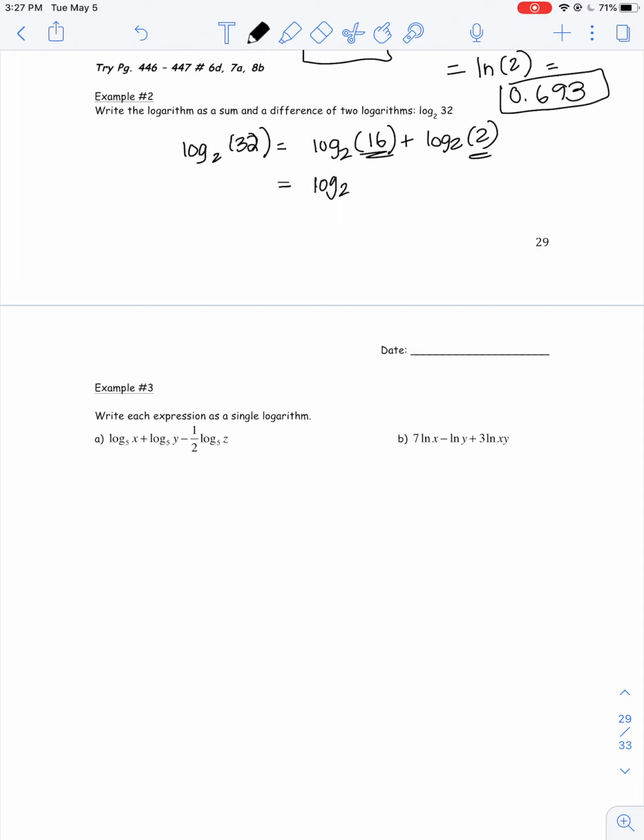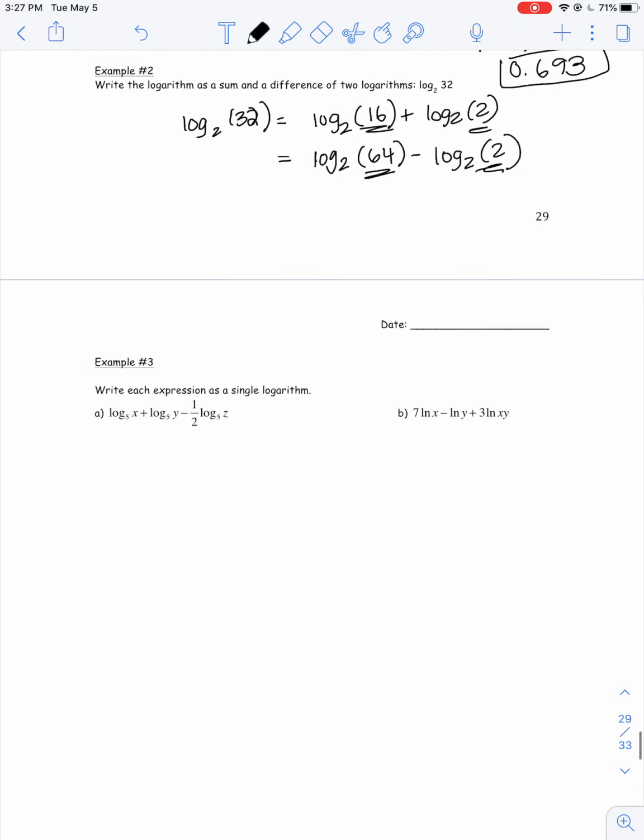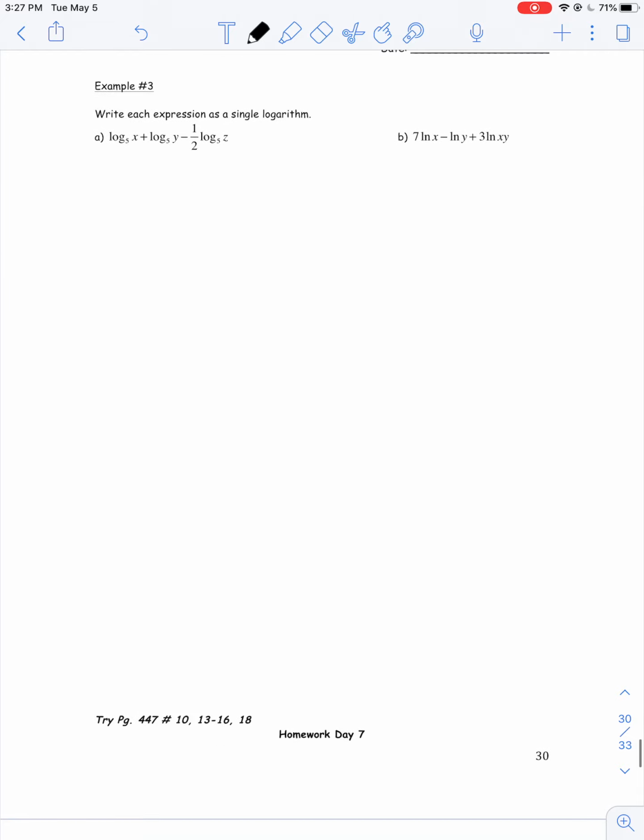Another thing you can do is difference. Difference is you need to find 2 numbers that would divide to give you 32. So for example, I can choose log base 2 of 64 subtract log base 2 of 2. The reason being is 64 divided by 2 would give me 32. So these are 2 different ways to write out log base 2 of 32, one with the sum, meaning addition, and one with a subtraction.